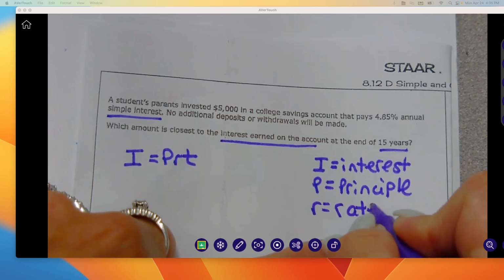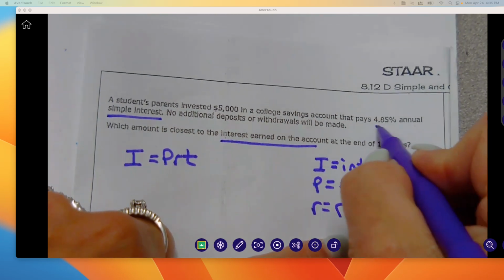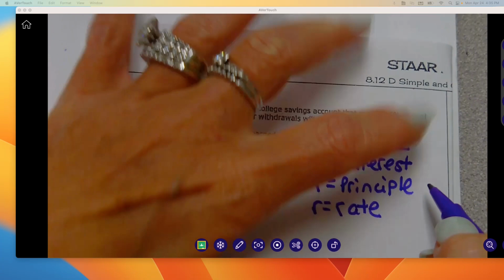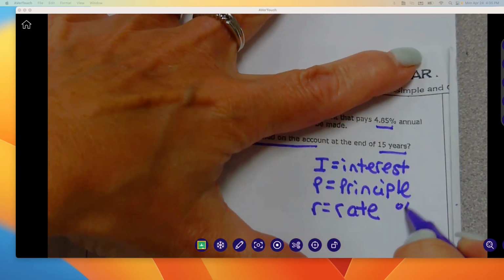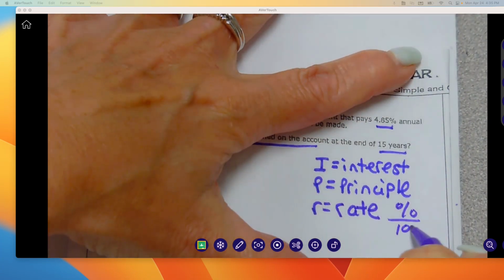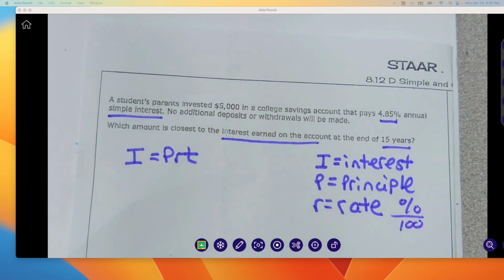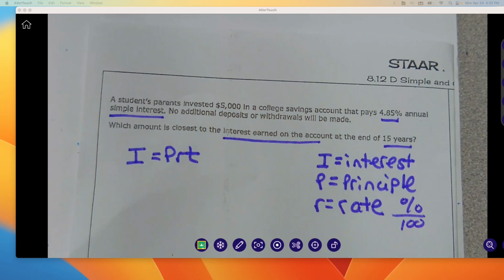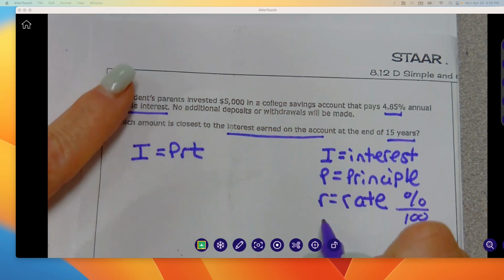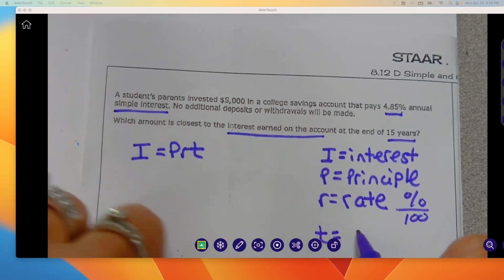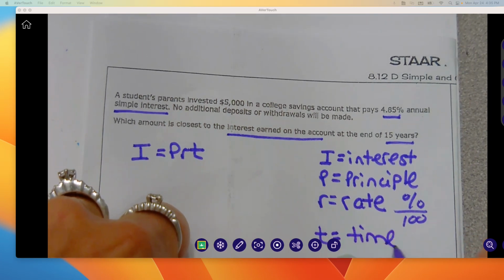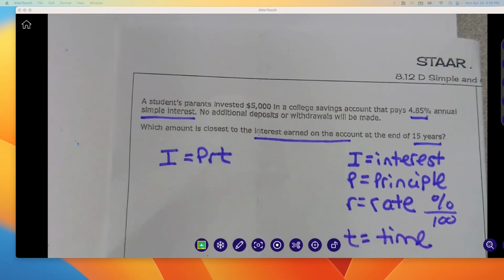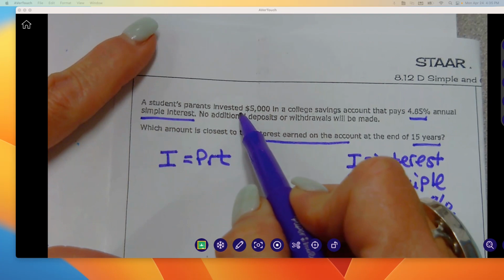And remember, they give us the percent, and we have to change the percent to a decimal by putting the percent over 100. Okay. I know there's a decimal in there, but it's still a percent. So we still have to divide it by 100. Okay. And then the T in the problem, that represents time. And remember, that has to be in years. Okay. So it says they invested $5,000.